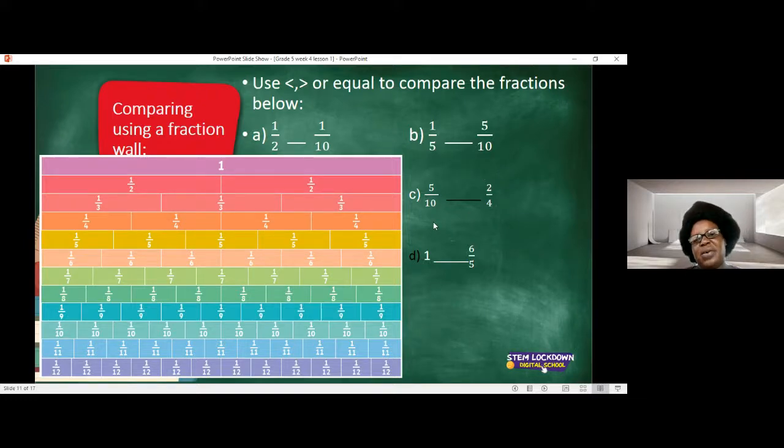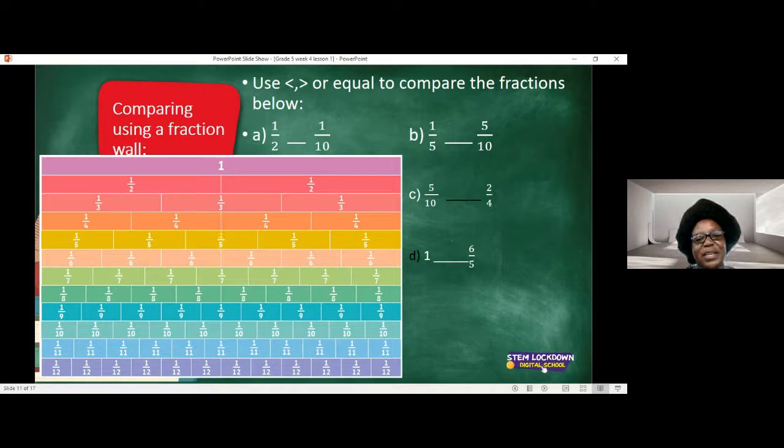And then number C, we are comparing 5/10 and 2/4. So we come here, we look for the quarters. 2/4 is 1, 2, and then they end here. And then 5/10, we come to the tenths, and then we count 1, 2, 3, 4, 5. And then we come here, we wanted 2/4. Can you see that they're on the same line? So this means that 2/4 and 5/10 are equal.